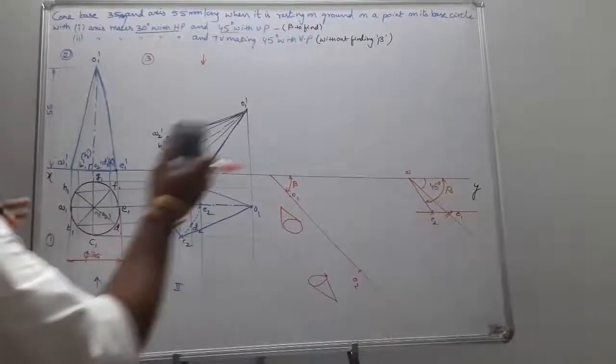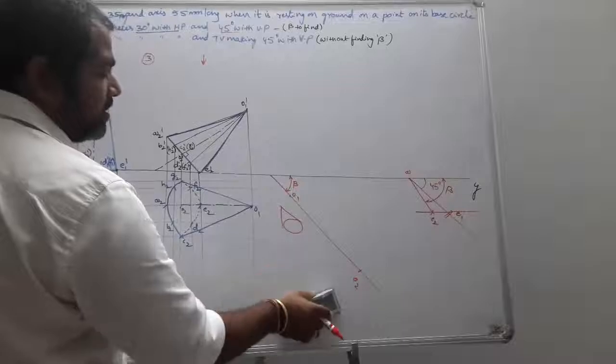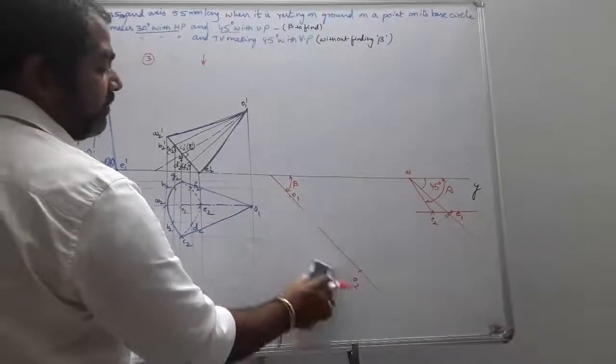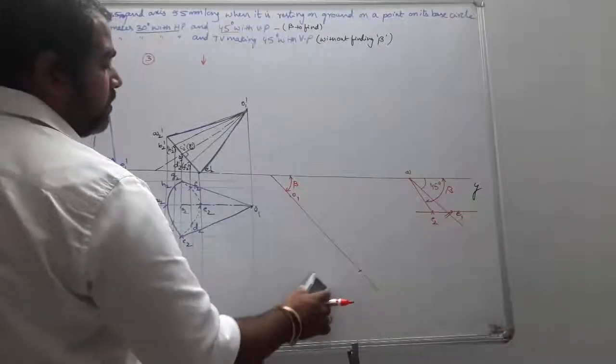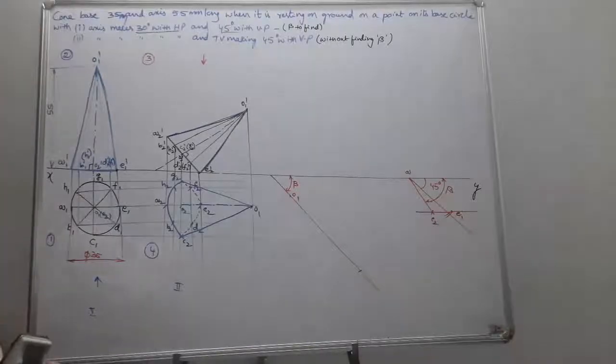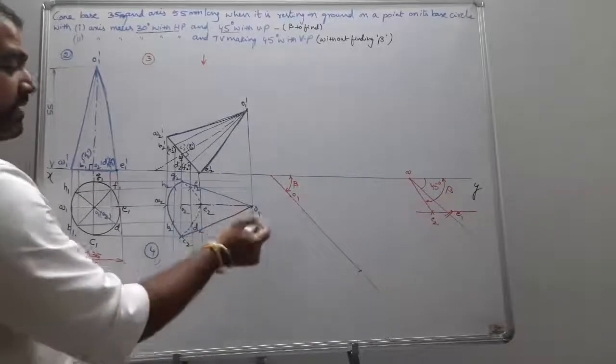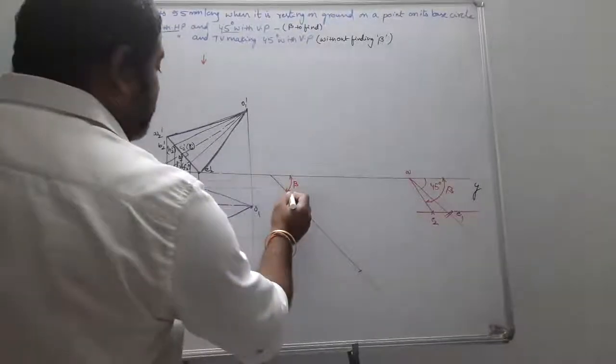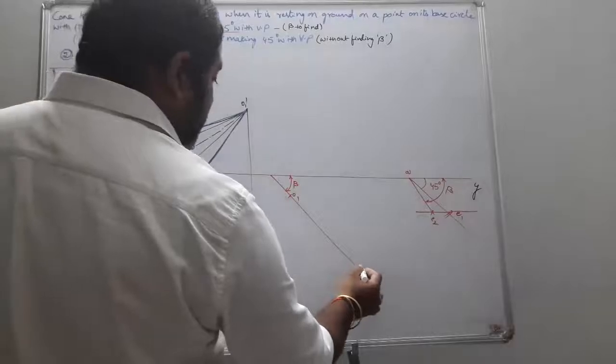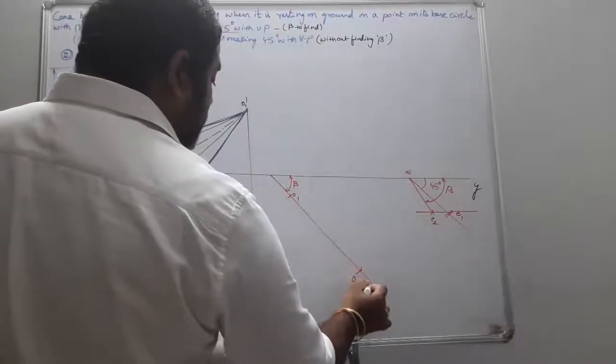But he didn't give any point on whether the apex is nearer to VP or away from VP. So I just construct my figure as I wish. I just consider the apex is nearer to VP. So this becomes your O1 and this becomes your O2.